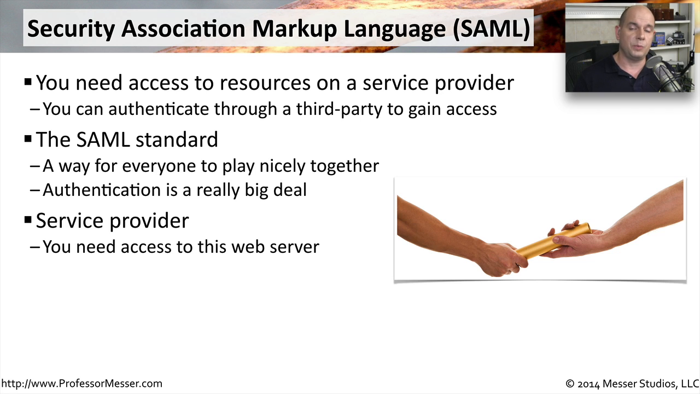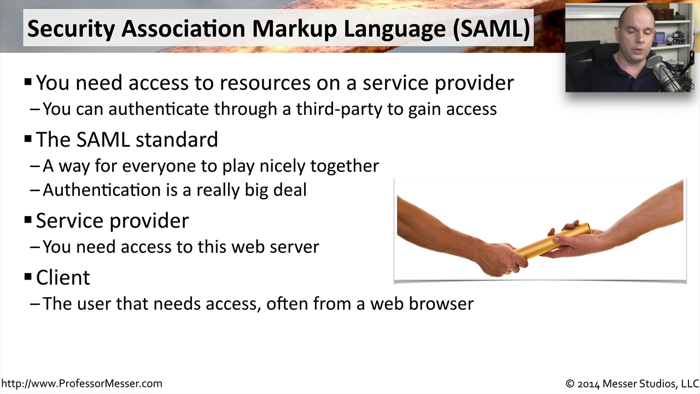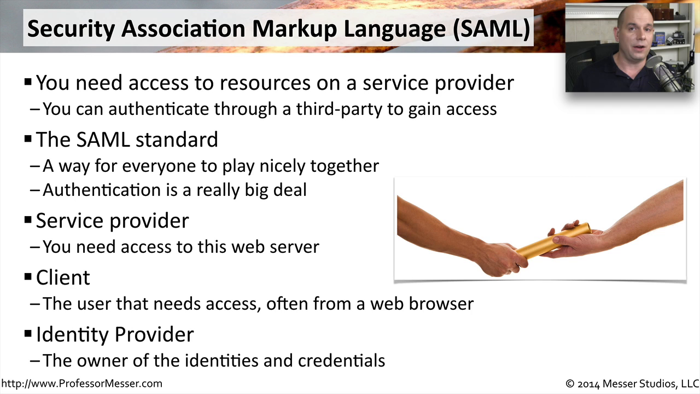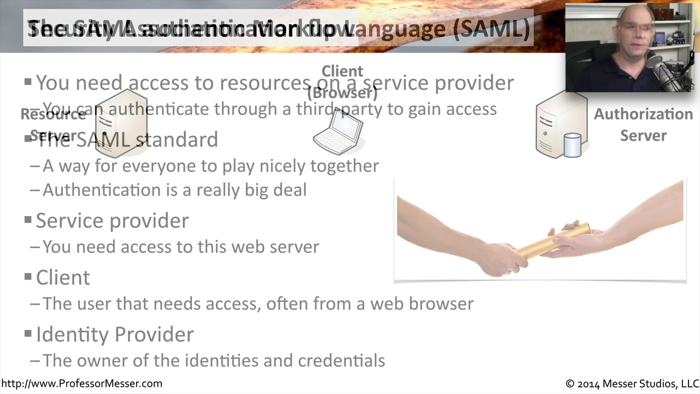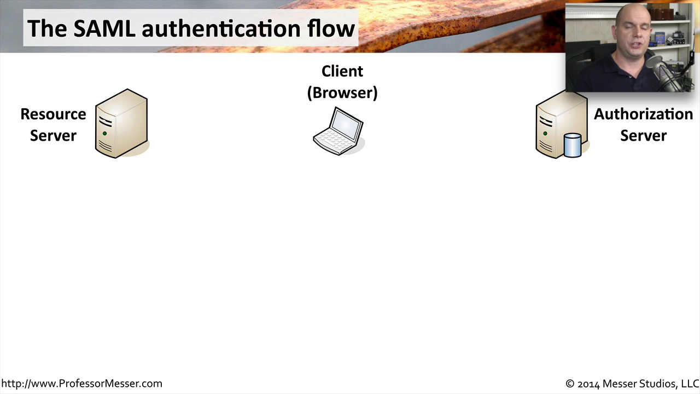One is the service provider. This is the person that's providing that capability that we need access to. The other is, of course, you, the client. You need to gain access to this service, and you're usually doing this in a web browser. And lastly, we have somebody that has all of that authentication information. In SAML, we refer to them as the identity provider because they are containing all the identities and all of those login credentials.